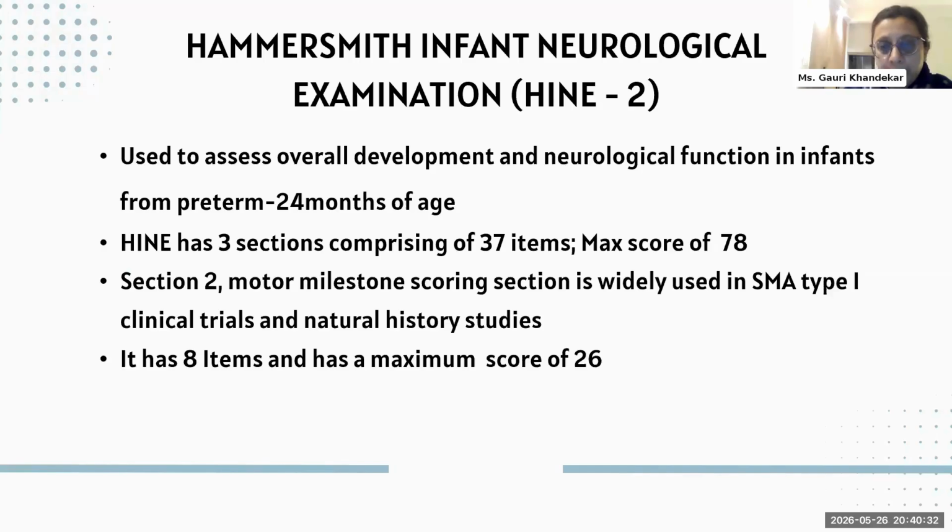It goes from the hand grip, then the kicking movement, then the milestones the child is showing. So the total score is 26, and we have to see and mark out of 26. So that is HINE-2.